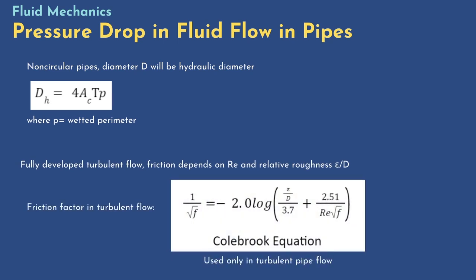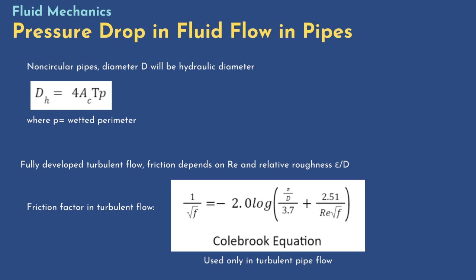For non-circular pipes, diameter D will be the hydraulic diameter. Hydraulic diameter is equal to 4 times A over P, where A is the cross-sectional area and P is the wetted perimeter. For fully developed turbulent flow, friction depends on Reynolds number and relative roughness.